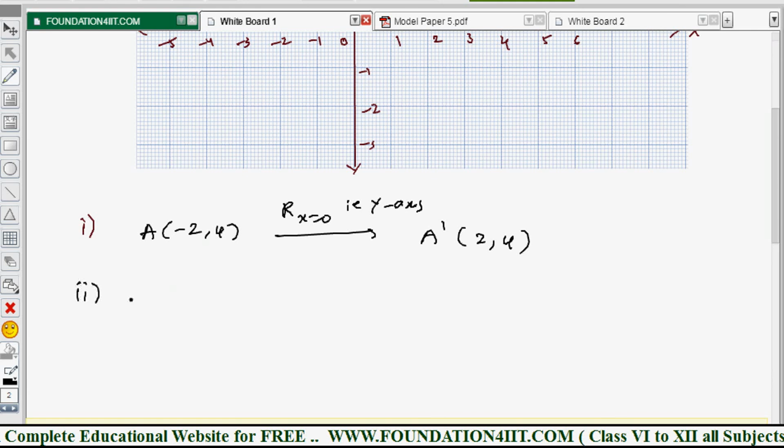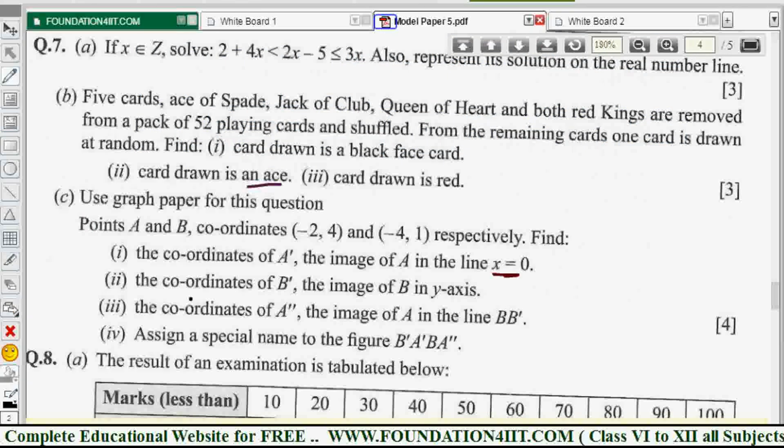And second, B is minus 4, 1, and the reflection in the y-axis is given. The reflection of B in the y-axis is B dash, that is 4, 1. Minus 4, 1 becomes 4, 1 on reflection in the y-axis. So we mention B dash here, the coordinates of B dash, the image of B in the y-axis. Right? And third is the coordinates of A double dash, the image of A in the line BB dash.